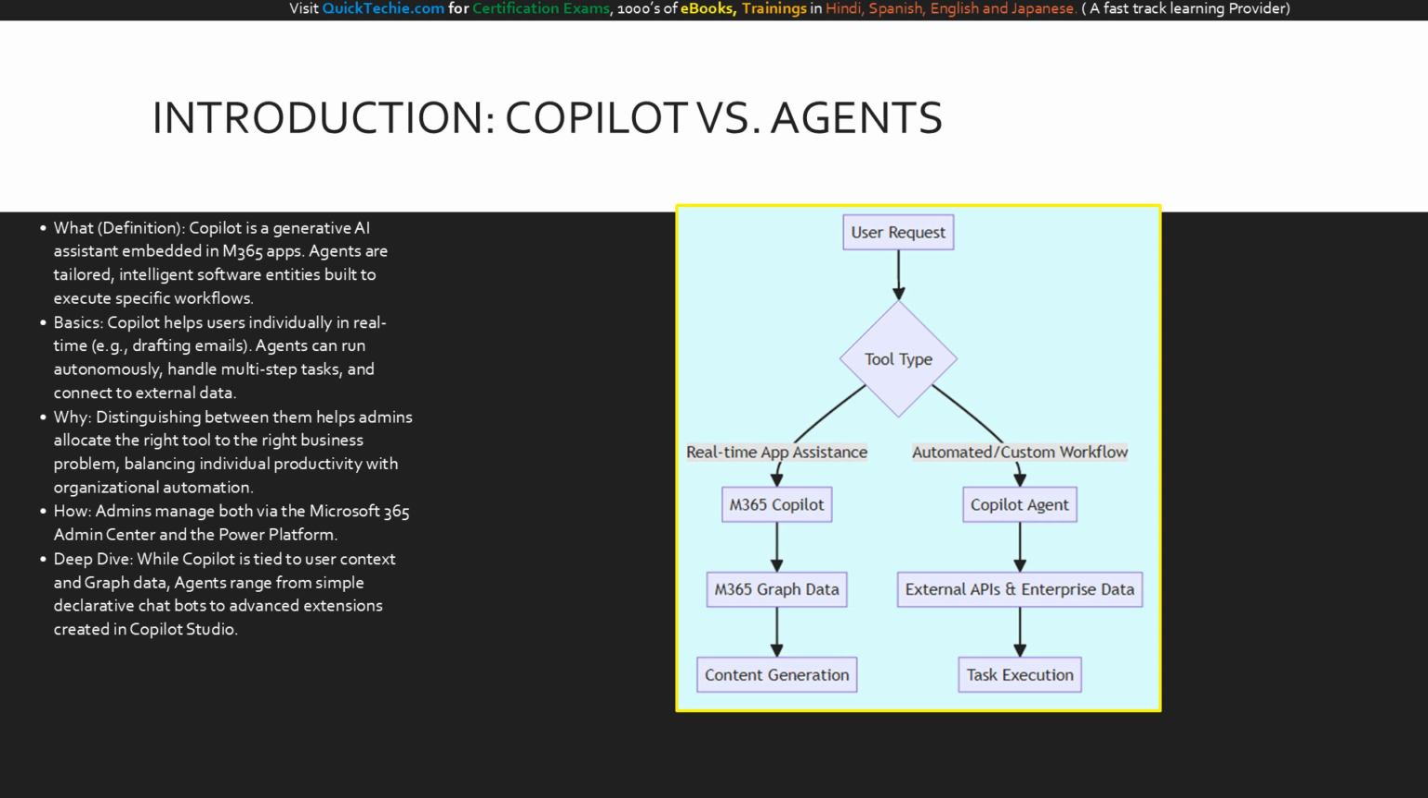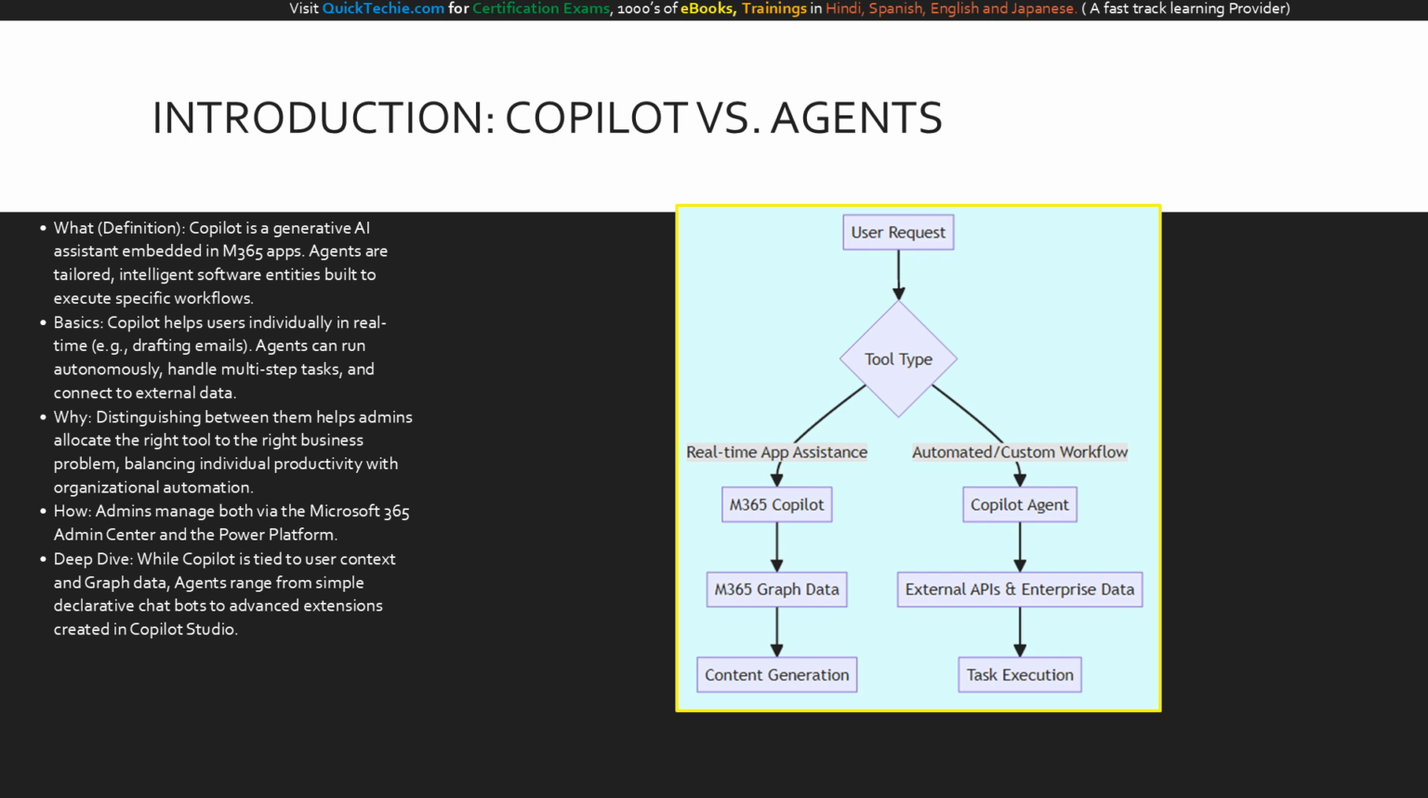Agents, on the other hand, are customized entities tailored to specific business workflows. They can be designed to run automatically on a schedule, connect to external systems like Jira or Salesforce, and handle multi-step processes like invoice approvals. Why does this matter to you as an admin? Because choosing the right tool dictates your deployment strategy. You roll out Copilot to enhance individual knowledge work, but you deploy agents to automate structured, organizational tasks. As we progress, we will look at how to govern both effectively using your administrative centers.